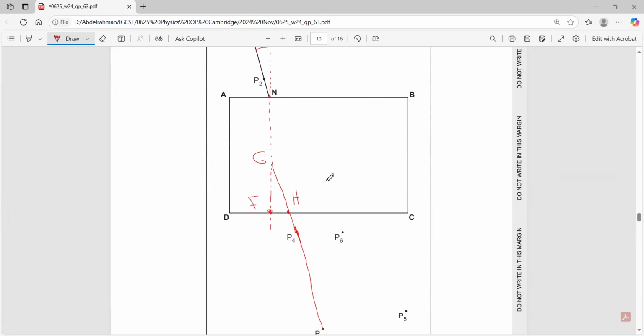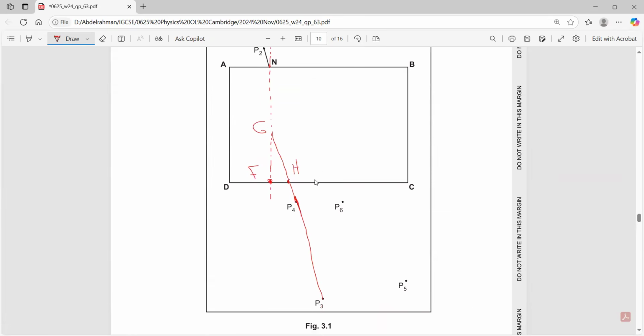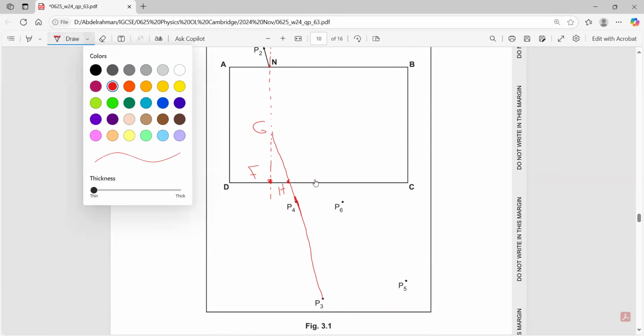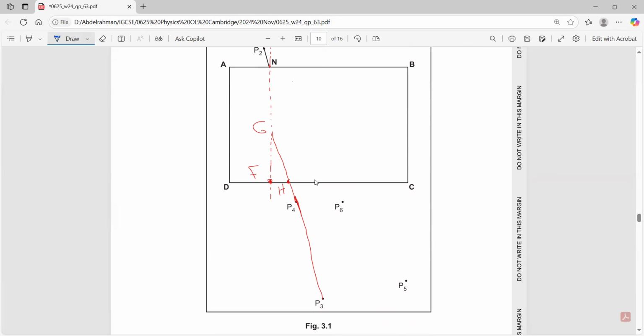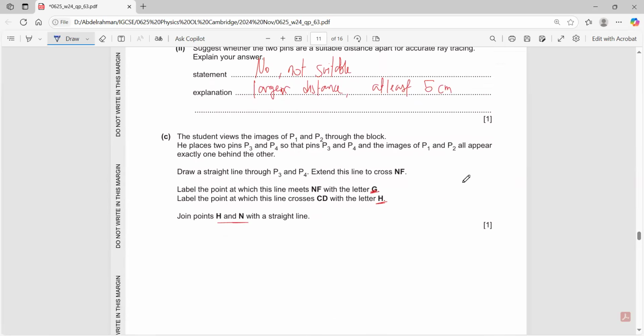Can I draw a line HN? Yes, I can draw this line. Let me write H on the other side. So this is point H. Then draw a line from N all the way to H. This is a straight line from N to H. I'll draw it again and try to make it as straight as possible. Definitely use the ruler; it should be 100% straight.